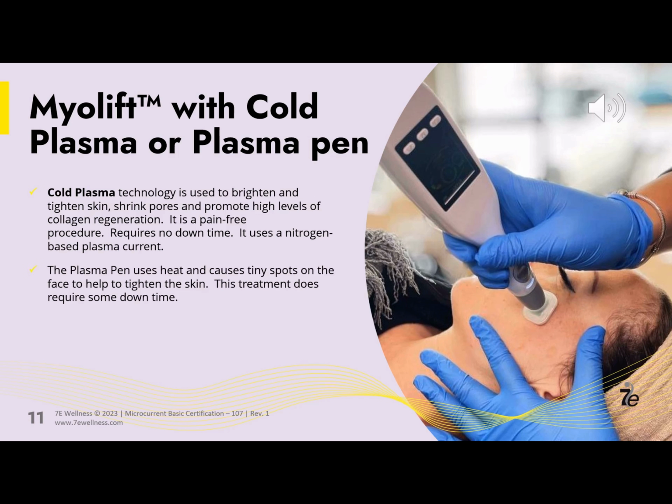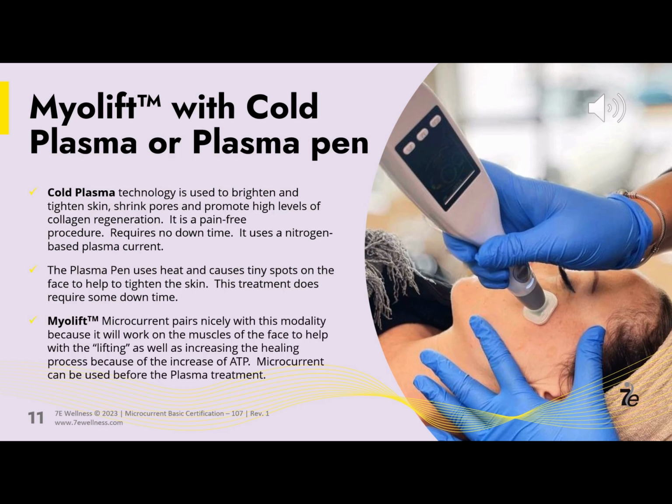The other type of plasma pen uses heat and causes tiny spots on the face to help tighten the skin, as well as generate collagen and helps to tighten and shrink pores. This treatment does require downtime. So depending on which device you're using, whether you're using cold or if you're using the heat, you will want to do microcurrent before you do these treatments.